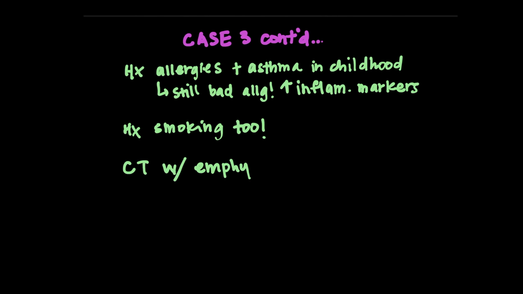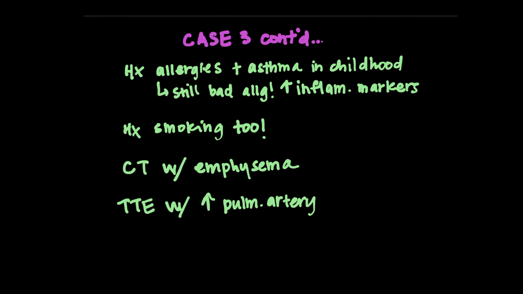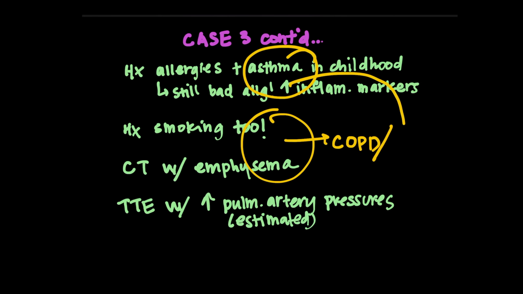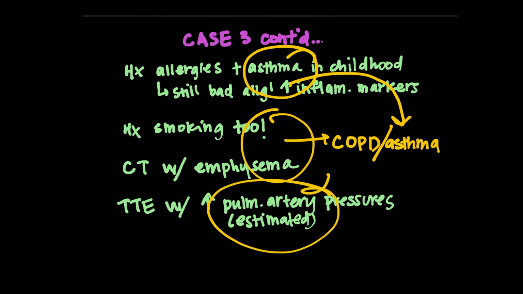And her CT chest did show emphysema, which makes sense. And then her TTE, transthoracic echocardiogram, showed increased estimated pulmonary artery pressures. So this poor sweet lady has something we call COPD asthma overlap syndrome. Don't get scared. I don't think that's going to be on your test. She also appears to have cor pulmonale, probably from her underlying emphysema.